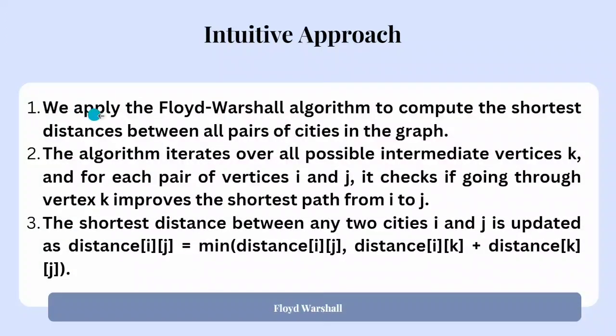After which, we apply the Floyd-Warshall algorithm to compute the shortest distance between all pairs of cities in the graph. The algorithm iterates over all possible intermediate vertices k, and for each pair of vertices i and j, it checks if going through vertex k improves the shortest path from i to j. That is, the distance between i and j can be minimized by going through k. So the formula is distance[i][j] equals minimum of distance[i][j] or distance[i][k] plus distance[k][j].